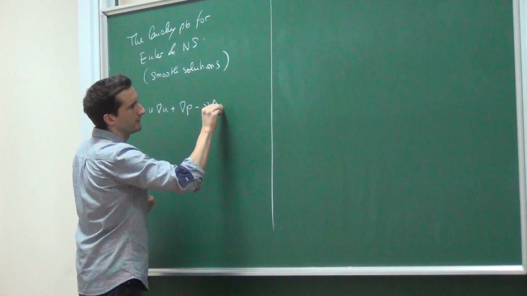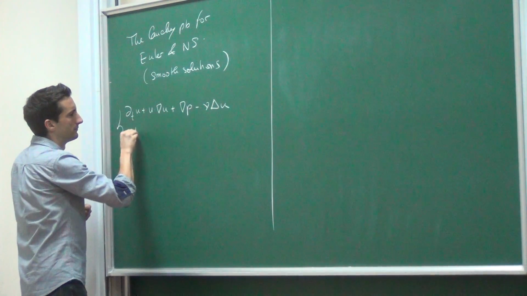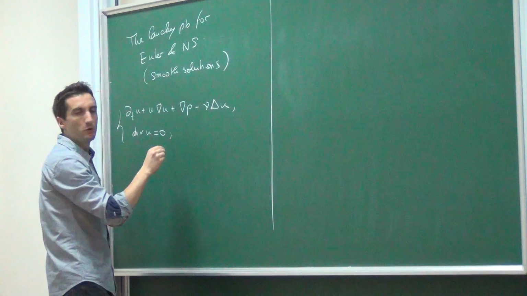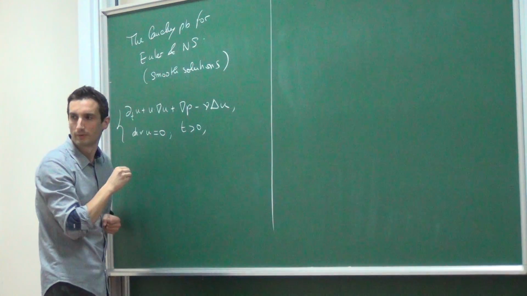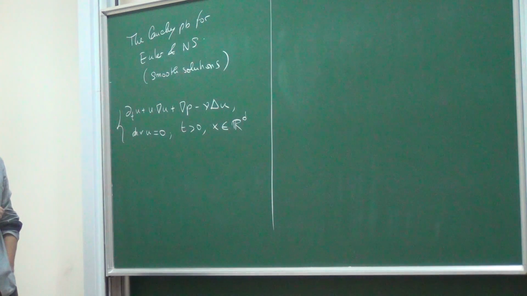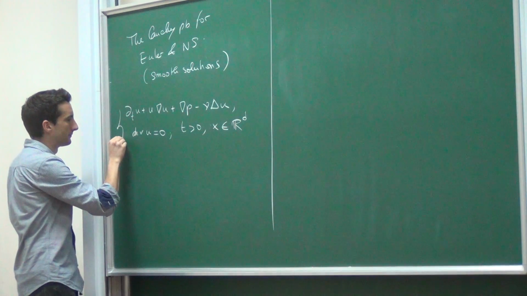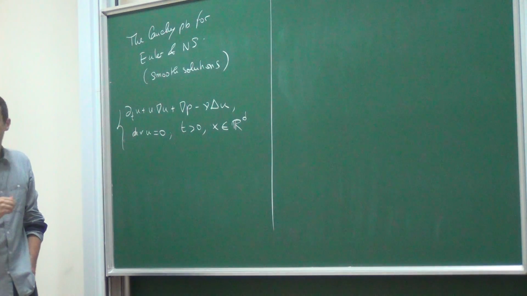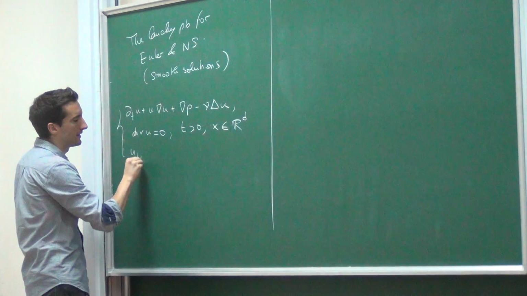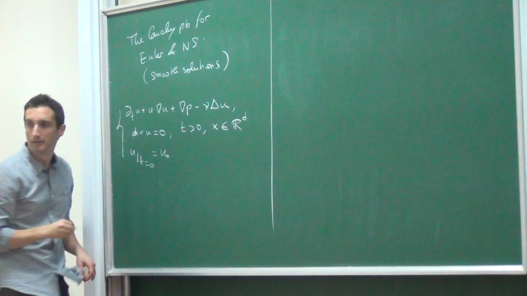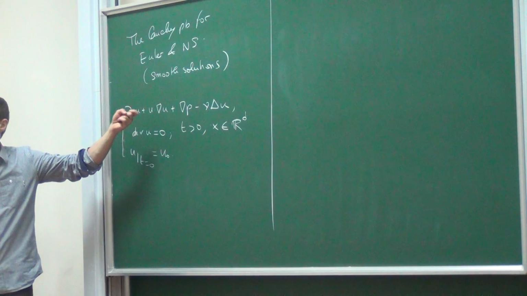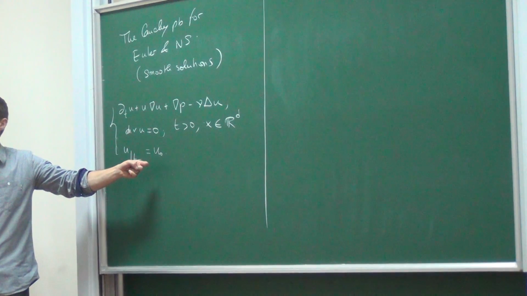So that's the equation, right? That we saw yesterday. We look at it for positive times. Space variable is in the whole space R^d, right? And the question is the following. If I prescribe the initial data, here the initial velocity field u0, can I solve the equations for positive times starting from this data? Okay, that's the Cauchy problem.